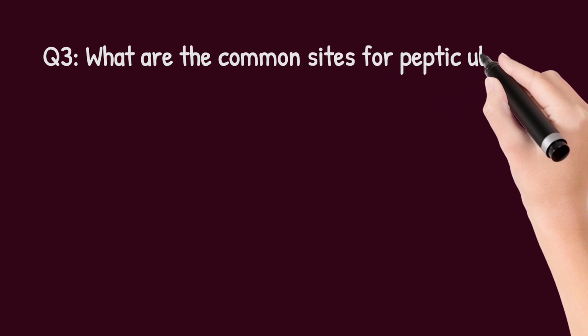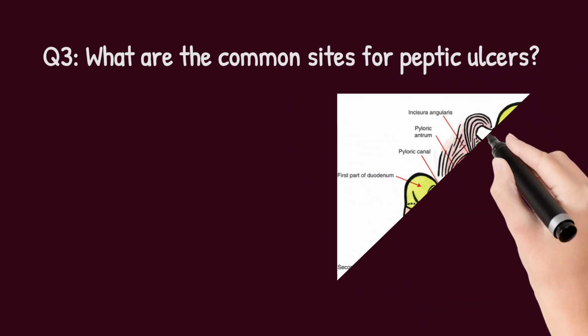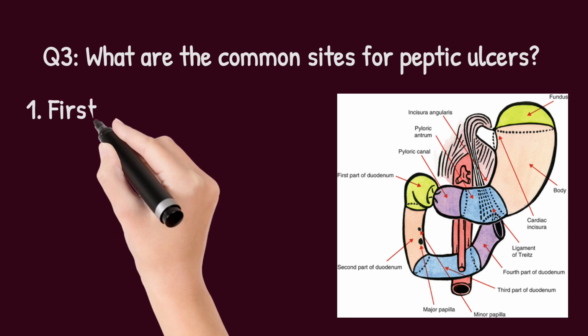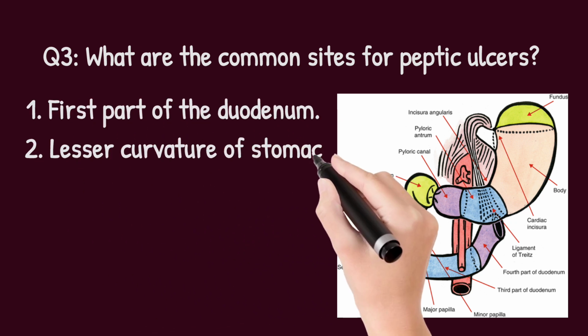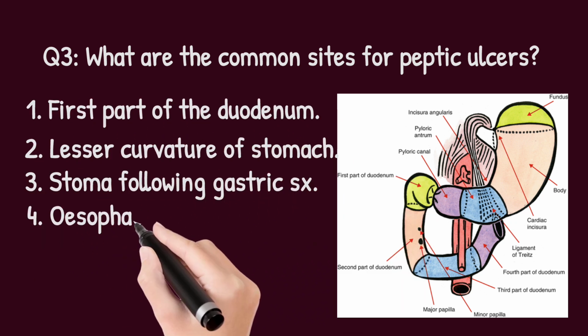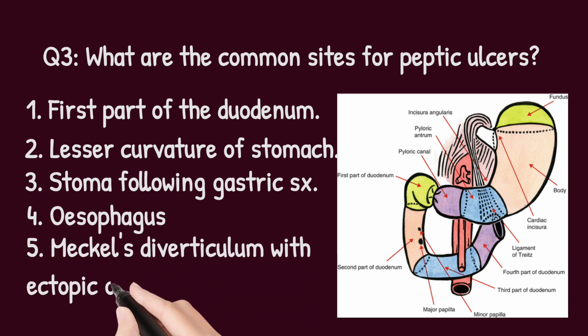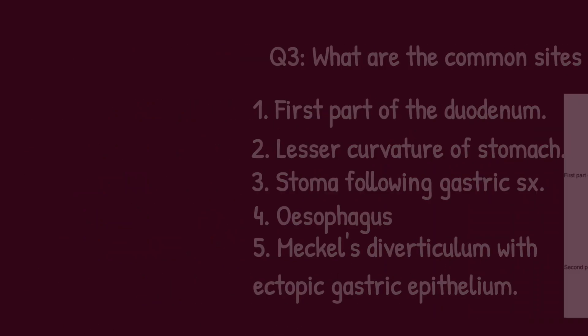What are the common sites for peptic ulcers? The first part of the duodenum, the lesser curvature of the stomach, the stoma following gastric surgery, the oesophagus, and Meckel's diverticulum, which contains ectopic gastric epithelium.